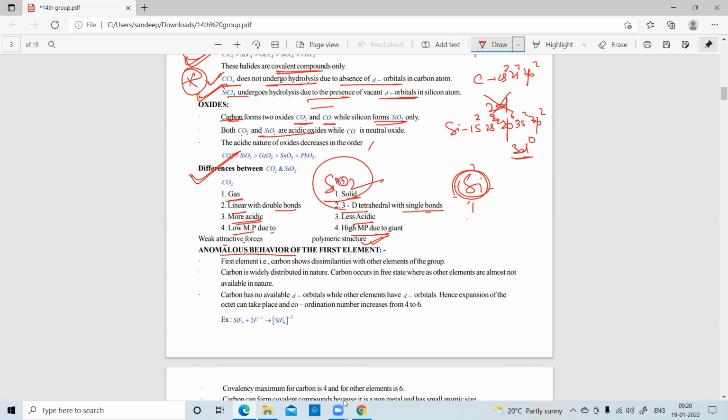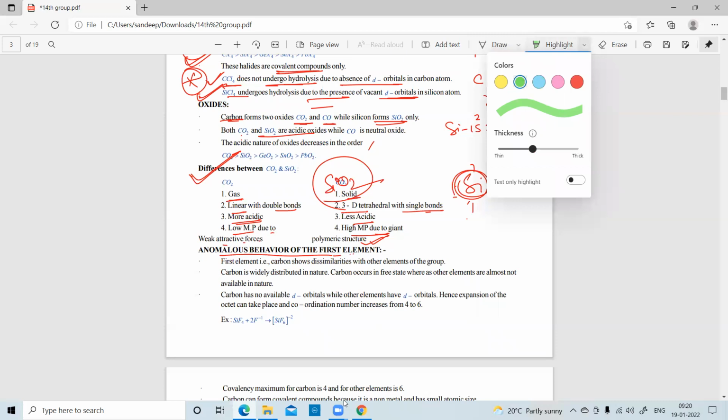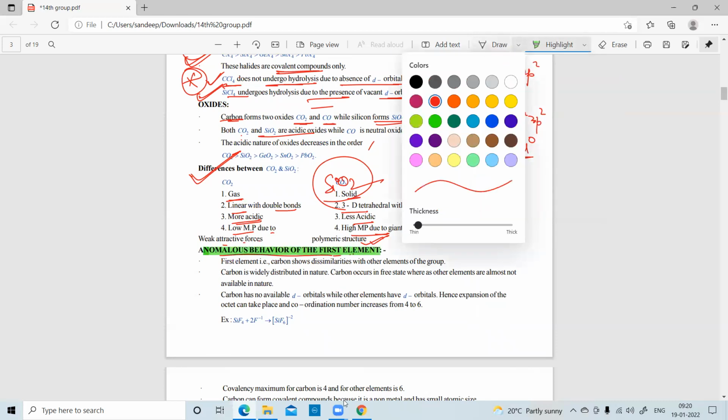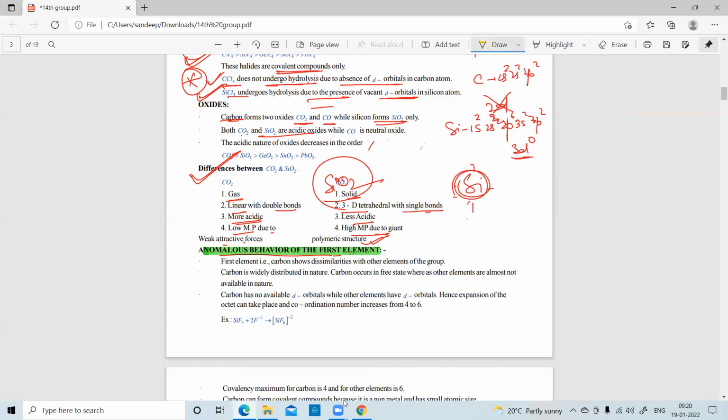Now, anomalous behavior of the first element. Why does the first element show anomalous behavior? Let me discuss why the first element shows anomalous behavior. The first element, carbon, shows dissimilarities with other elements of the group. Carbon is widely distributed in nature. Carbon occurs in the free state as well as in combined state, while other elements are generally not available to a large extent.